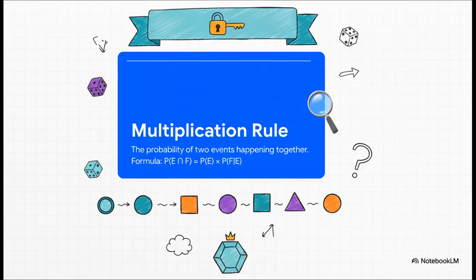So the multiplication rule is how we find the chance of 2 things happening one after the other. It's pretty straightforward. It's the probability of the first event happening multiplied by the probability of the second event happening after the first one is already done. That second part is key.